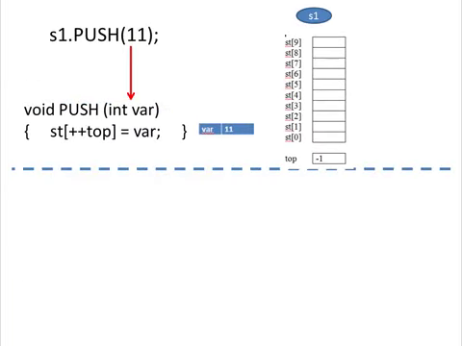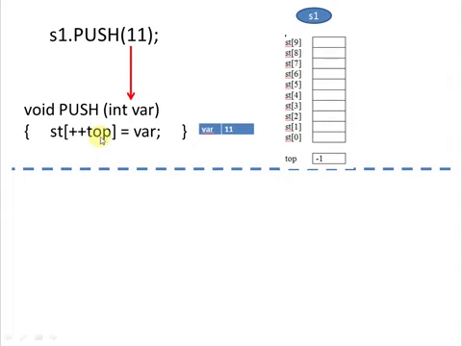In this slide, s1 dot push of data item 11, we are going to push the data item 11 into this memory location of the stack. How will this operation be activated? From the main program we will call the push operation, and 11 will be passed to the var variable. 11 will be stored in this var memory location. This value of 11 will be stored at the top location of the stack. How will this be done?